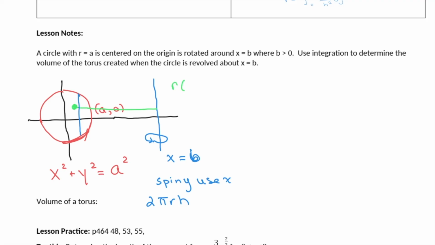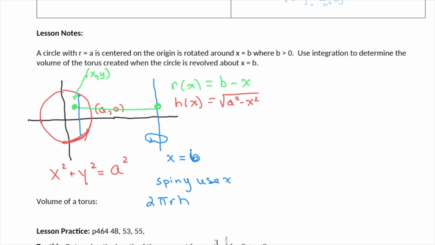So the radius with respect to x is going to be the right endpoint minus the left endpoint. So again, the left endpoint is going to be given to us from the arbitrary value x that we're using. So the radius is going to be b minus x. The height, which is perpendicular, is going to be equal to, with respect to x, top minus bottom. Now the top of the curve is the positive square root of a squared minus x squared. Now remember, the top is positive.